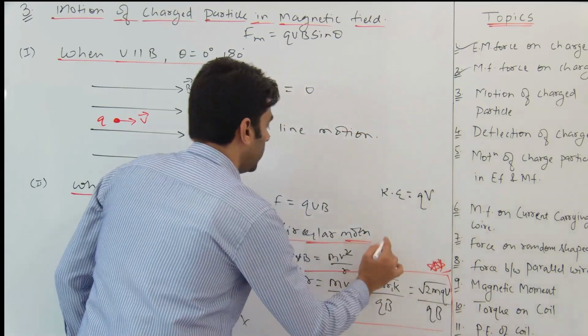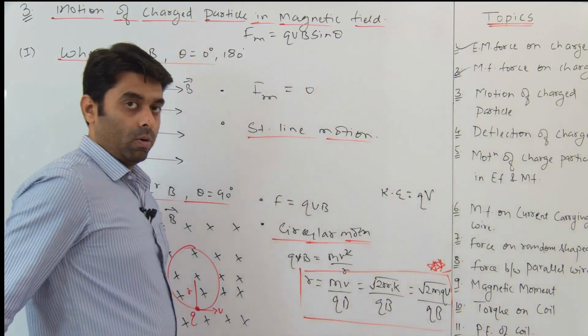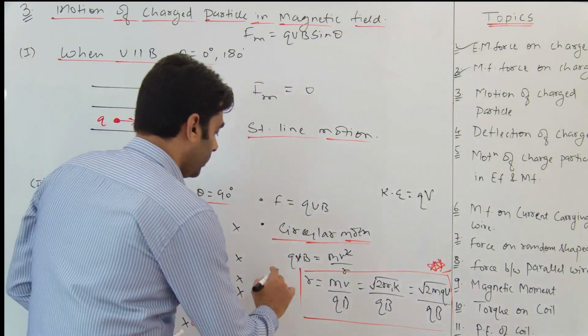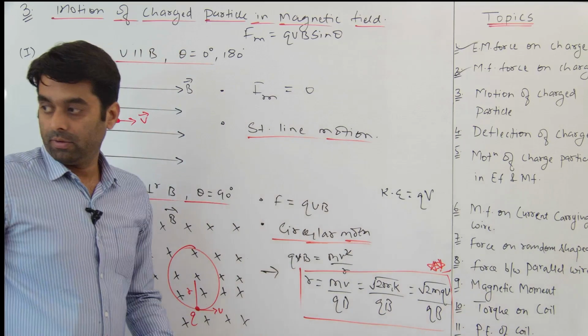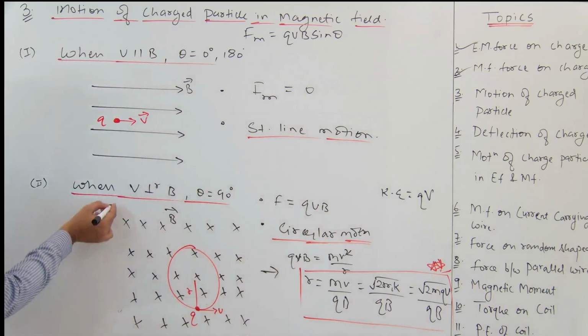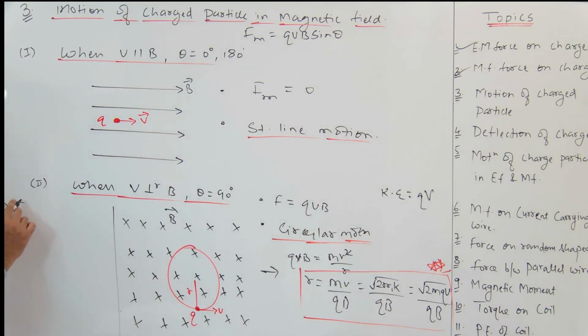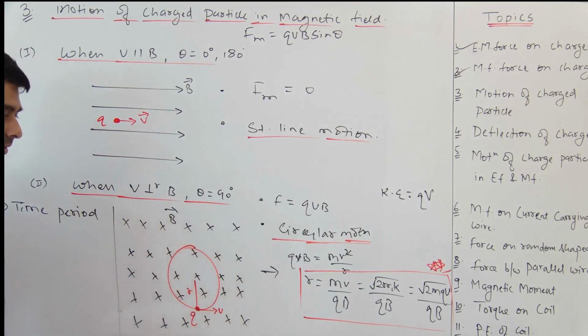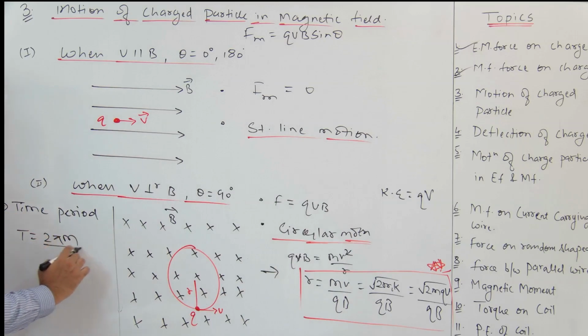The path will be circular motion, right? Now, if radius is mv by qB, another result that we need to know is about your time period. See here, time period. What can I write? Time period we can write as 2 pi r by v. Radius we have got as mv by qB. When we substitute all of this, your time period result will come 2 pi m by qB. This is your time period result.